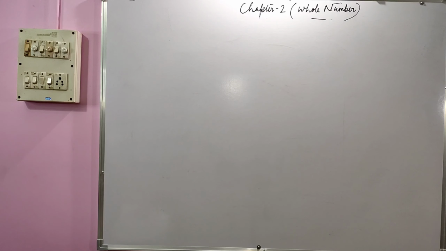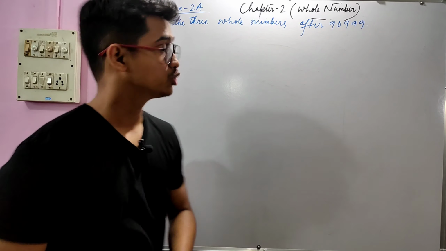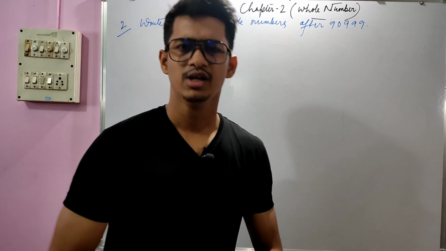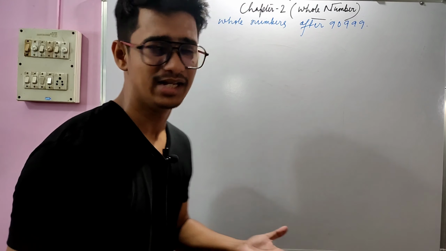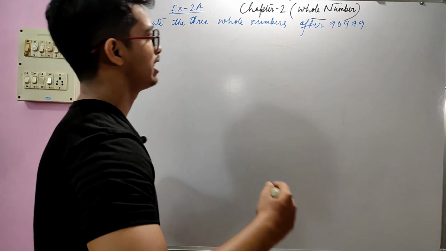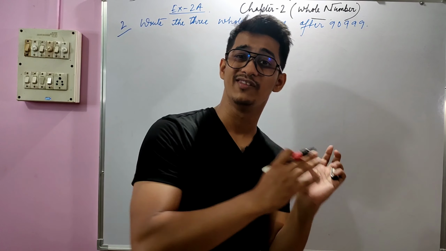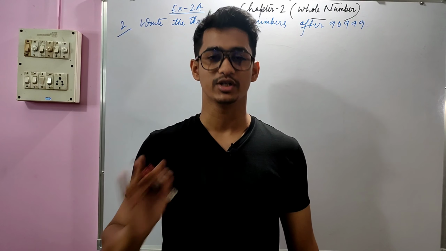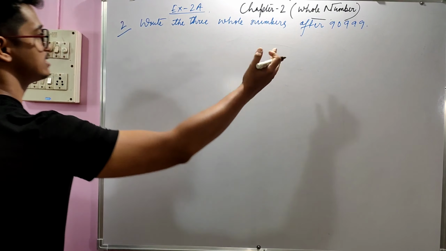The next question is: write the next 3 whole numbers after 90999. Let me just write the question. That is question number 2. Write 3 whole numbers after 90999. Three whole numbers is nothing big deal for us, because we know that whole numbers will go on and will not stop. The numbers will not stop at any point of time. So the next 3 numbers will be what?